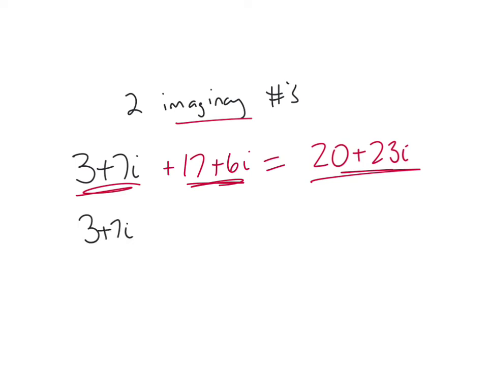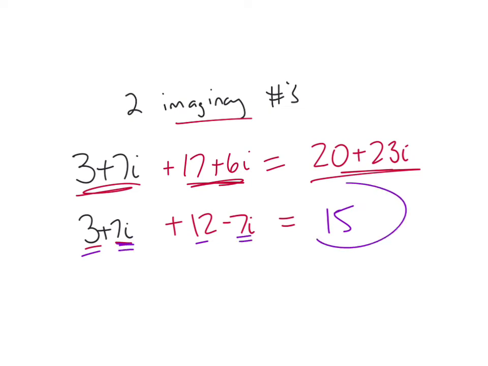But if I had 3 plus 7i and I decide to add, I don't know, 12, but this time I'm going to look at that and make it minus 7i. When I add those two together, 3 and 12 is 15, but this time 7i minus 7i is 0. Look, that's a real number. That's a real number. So basically, how are they related? The imaginary numbers must be opposite.